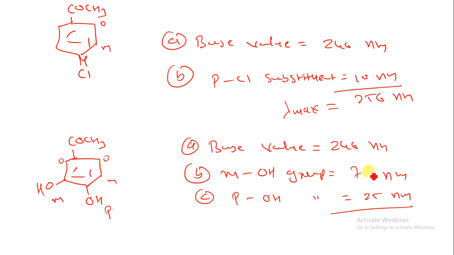So here I am having 246 plus 7 plus 25: 6 plus 7 is 13, 13 plus 5 is 18, and then 5 plus 2 is 7, so there will be 278 nanometer. So this is the answer to this question. In the examination they can ask this type of question.